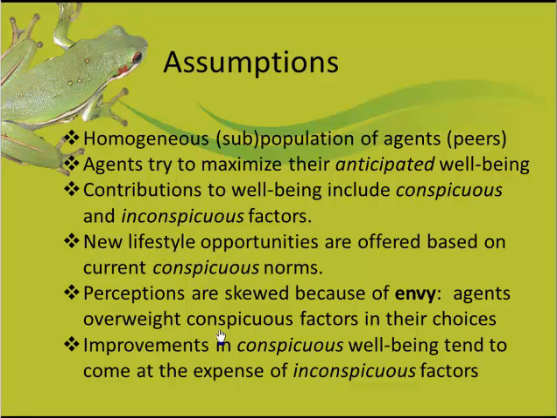Now, the last one is that improvements in conspicuous well-being tend to come at the expense of inconspicuous factors. For instance, you may be able to get that better job, but at the expense of moving somewhere else, or higher pressure, less time with family. Now, this is not a hard trade-off, but a tendency that conspicuous advancement often requires some sacrifice in inconspicuous areas. Okay, so these are the basic assumptions that we mathematize in the model.